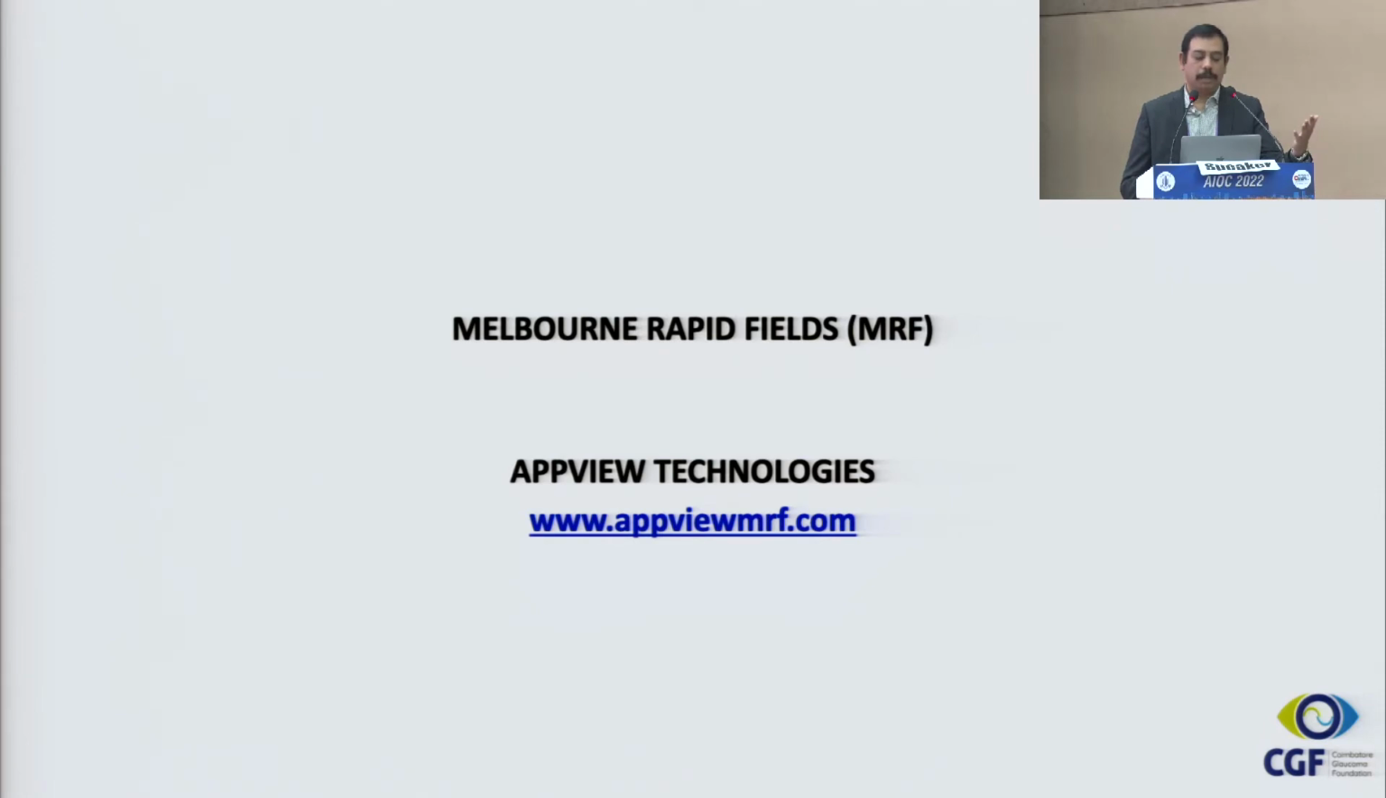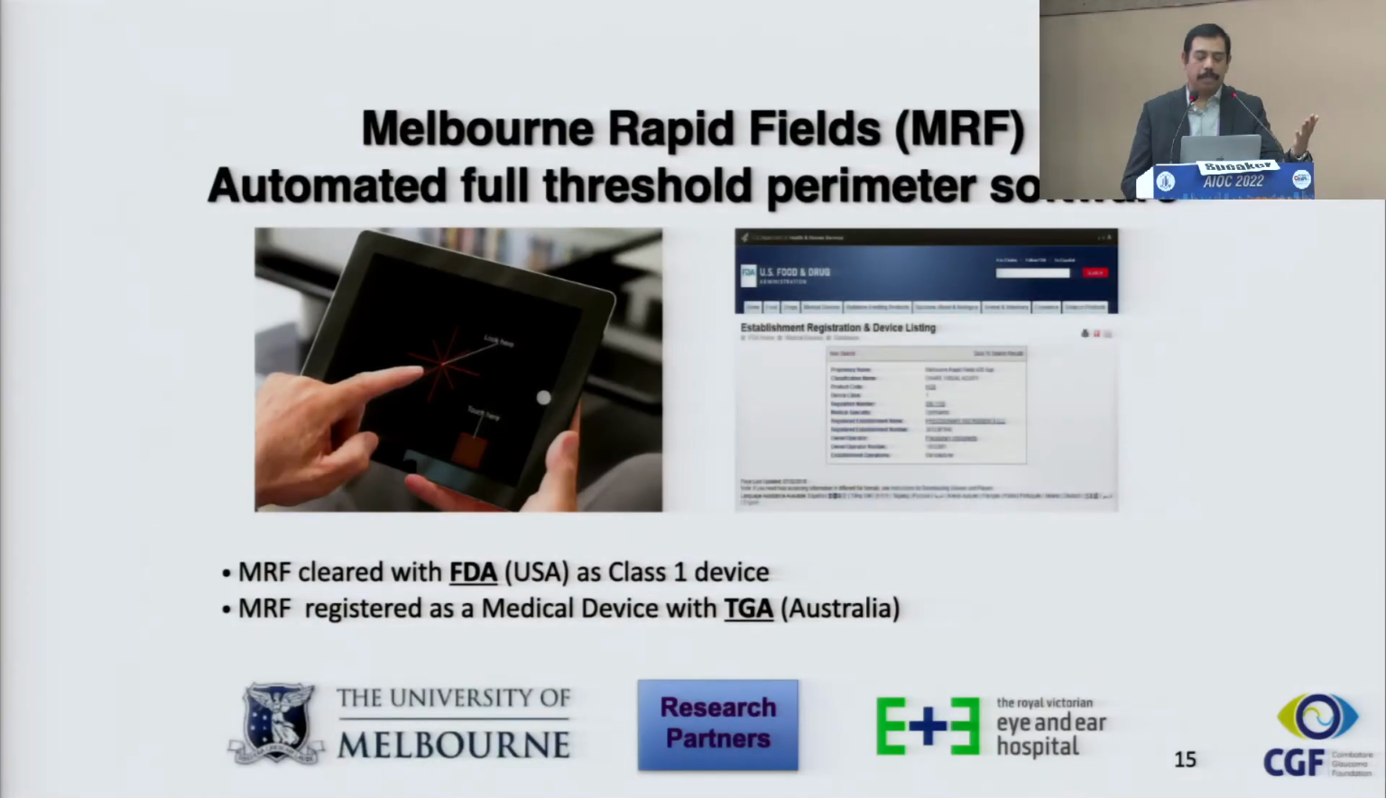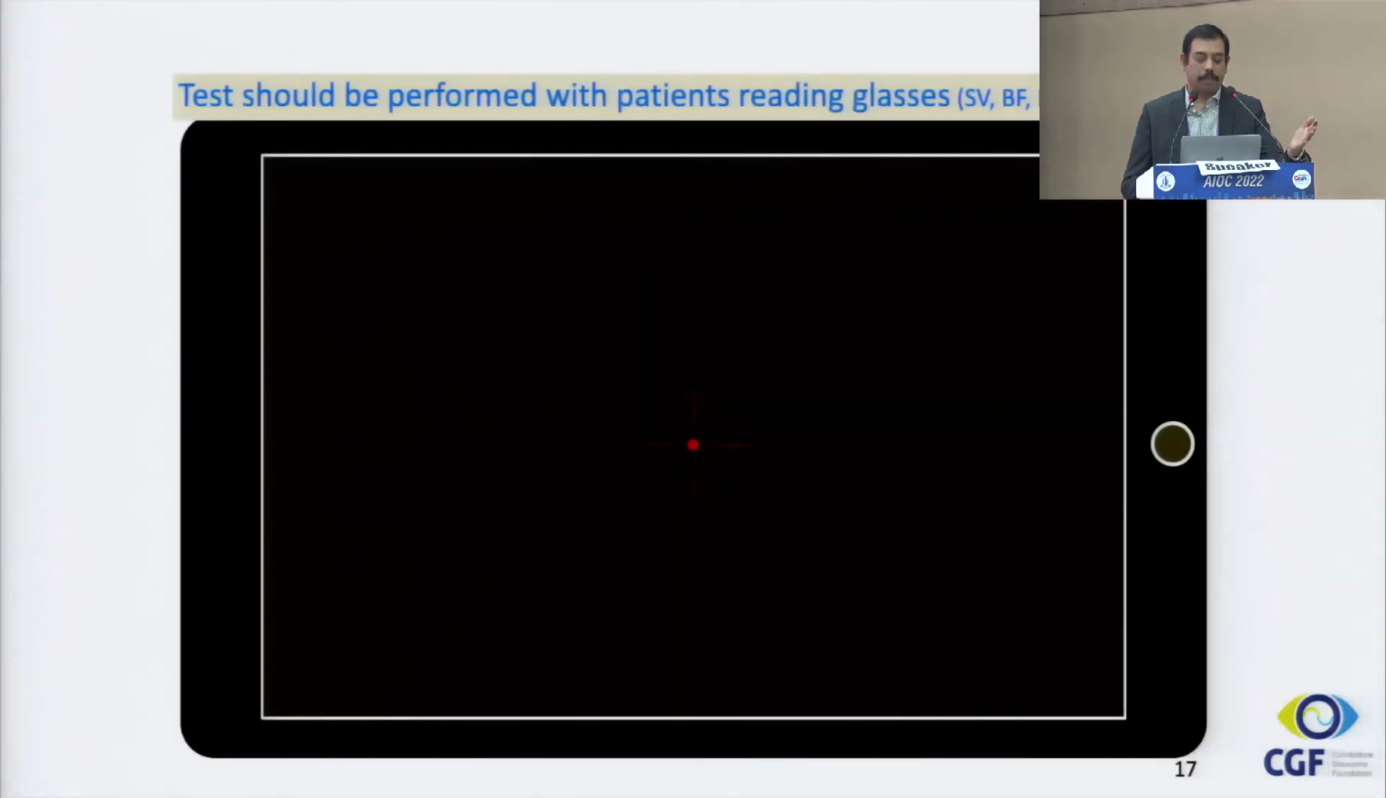Then looking at the Melbourne Rapid Visual Fields, developed by AppView Technologies. This is a newer perimetry where the patient can do it at home. It has been tested against the HFA pattern, it is an iPad based test, and you can see that it is a portable device. HFA 24-2 is being clinically validated based on that. So you can see how the test is being done. I think many of you would have experienced this, at least in the conference venues. I think they have one here.